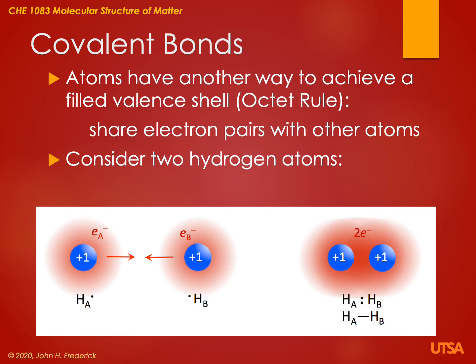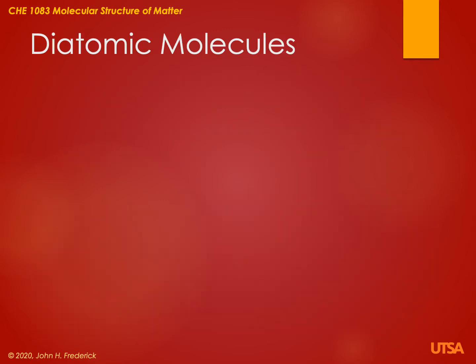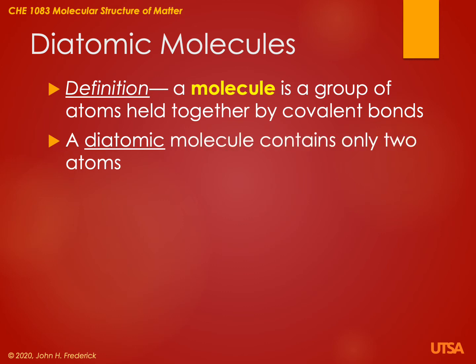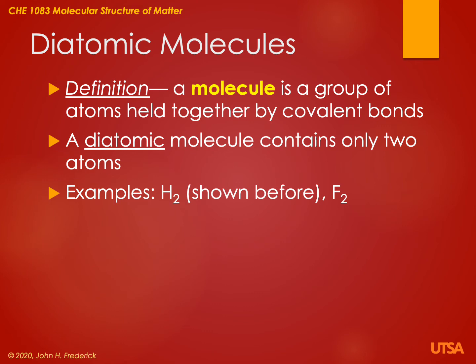Now another way that we write this more commonly is rather than draw the two dots for the electrons, for each pair of electrons that are forming a covalent bond, we draw a horizontal line that connects the two elemental symbols that are forming the covalent bond. So the whole idea is that the two shared electrons equal the covalent bond. Now, we're talking about diatomic molecules here. A molecule itself is a group of atoms held together by covalent bonds. When there are only two of them, then it's a diatomic molecule.